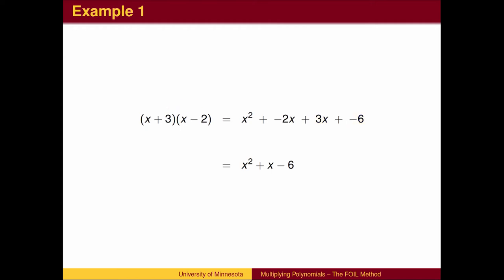This is often called the FOIL method. We multiply the first terms, the outside terms, the inside terms, and the last terms. We then combine like terms at the end.